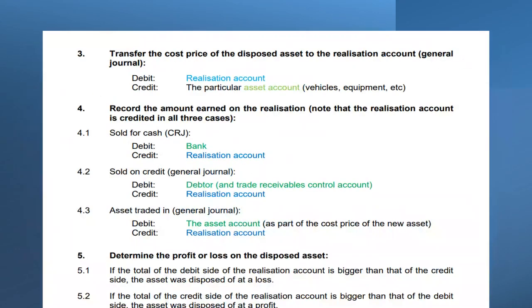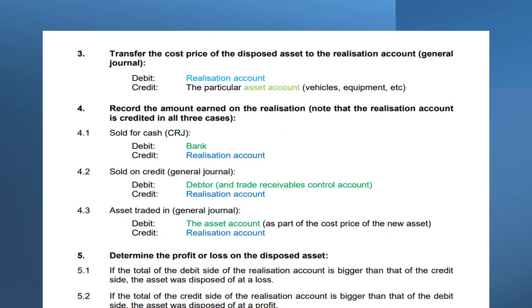Then on number 5 here, they are saying now determine the profit or loss on the disposed asset. They are telling you that if the total of the debit side of the realization account is bigger than that of the credit side, the asset was disposed at a loss. But if the total of the credit side of the realization account is bigger than that of the debit side, the asset was sold at a profit. I think this one is straightforward, but what I like to emphasize here is that you don't need to cram step number 5 the way it's written.